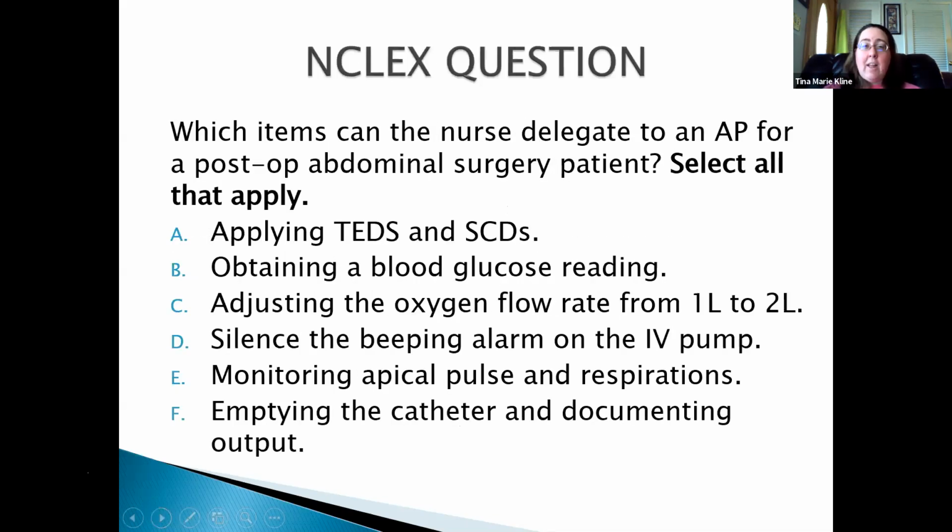All right, last NCLEX question. I had to throw something in delegation for you because we talked a little bit about that, I think, in the very first Zoom class. So what can you delegate to an AP for your post-op abdominal surgery patient? Select all that apply. Because I know you love the select all that apply. They're your favorite. All right. So I'll give you a minute, look through there. Put down in the chat box what you think the answers are.